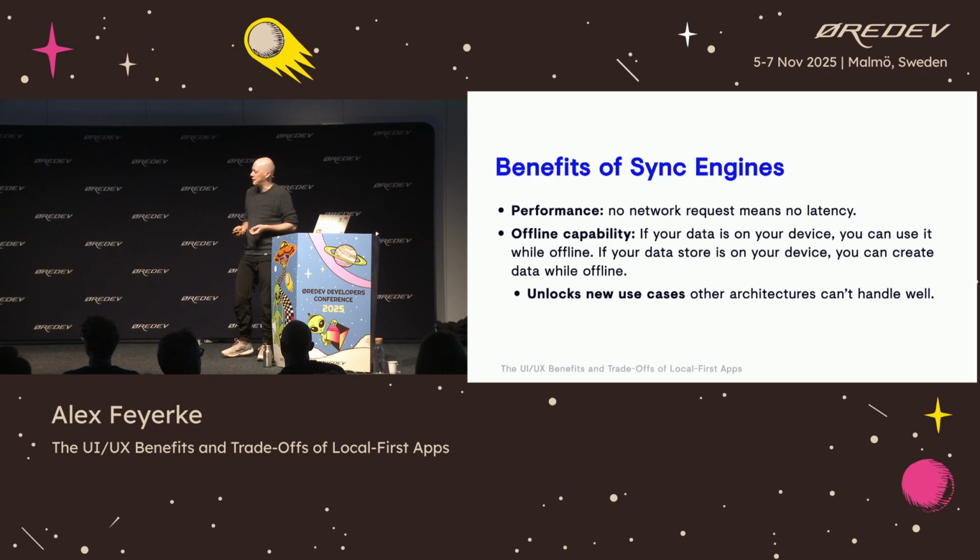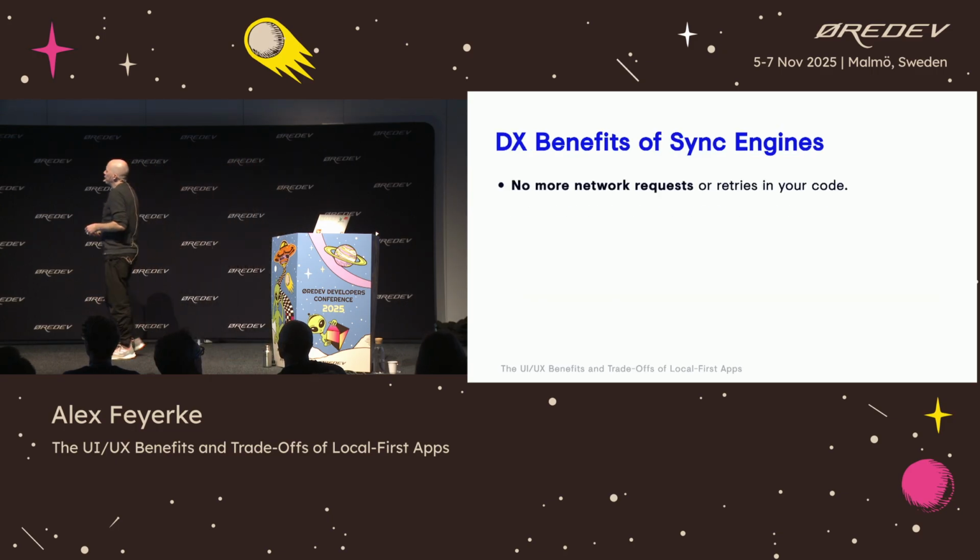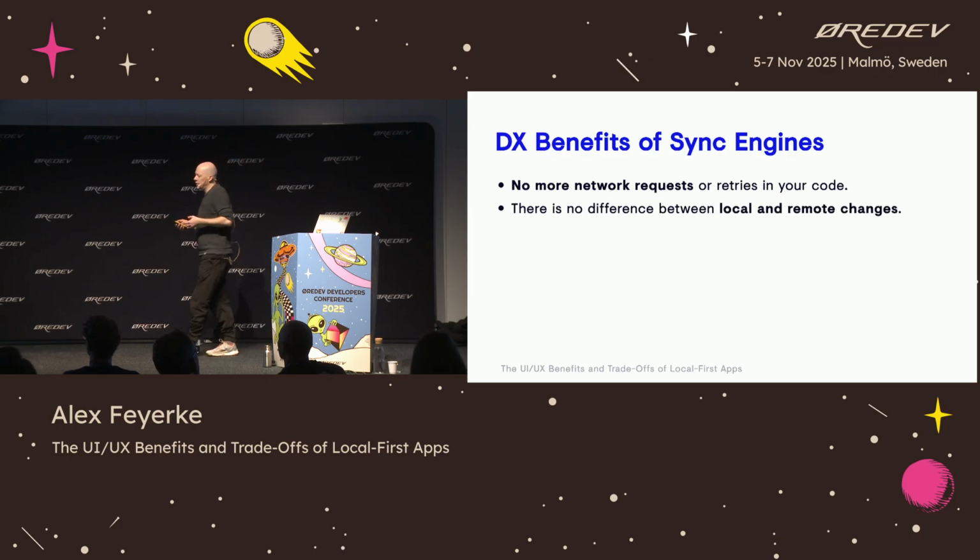And there's also a bunch of developer benefits that make this really quite delightful to work with. So you don't have to do any more network requests in your code. That's really cool. You don't have to handle retries and all sorts of other issues. You only have one pipeline for displaying things in your UI. It doesn't matter whether the current user made a change or some other user somewhere else. Once it arrives via the sync engine, it always goes through the same one single pipeline, so you're not doing things all over the place with the UI.